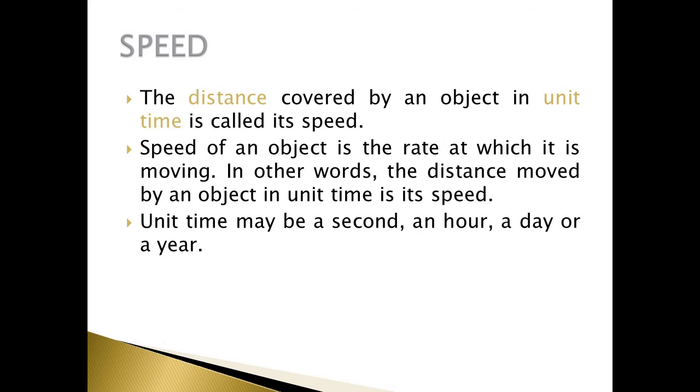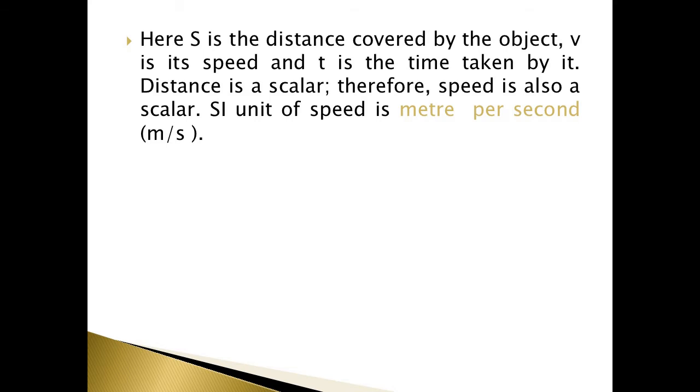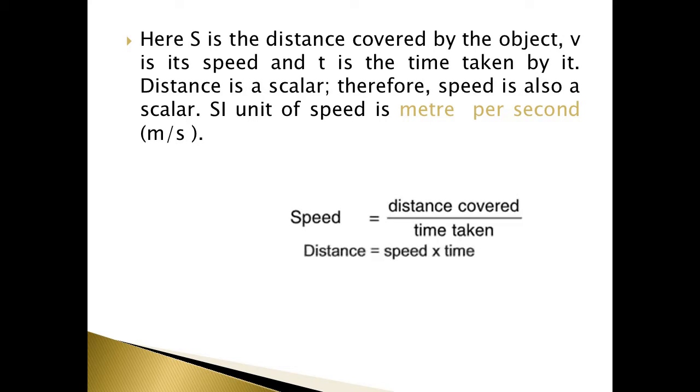Speed. What is speed? The distance covered by an object in unit time is called its speed. Speed of an object is the rate at which it is moving. In other words, the distance moved by an object in unit time is its speed. Unit time may be a second, an hour, a day, or a year. Here s is the distance covered by the object, v is its speed, and t is the time taken by it. Distance is a scalar, therefore speed is also a scalar. SI unit of speed is meter per second.